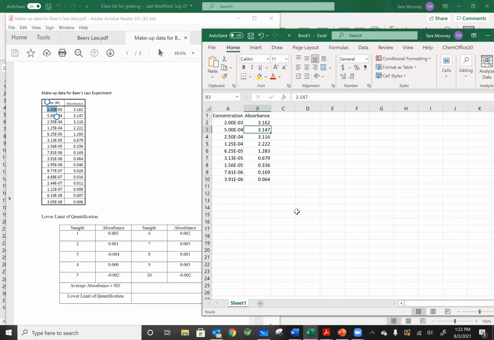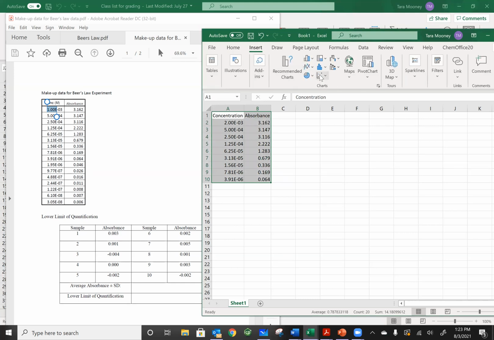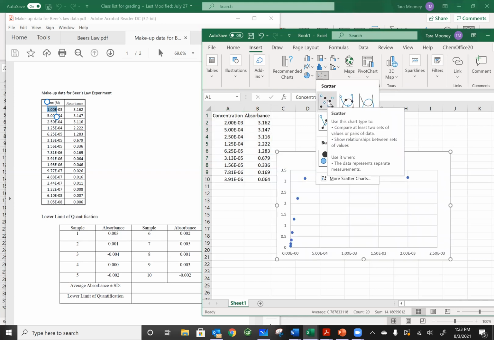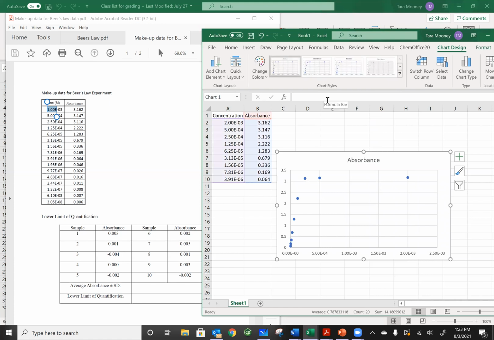Okay. So now we have our first 9 readings. Again, make sure this is 2 times 10 to the minus third, or 2e minus 3, or 0.002. Okay, so we are going to select our data. Then insert, and we want a scatter plot. So we want the little dots here. Okay.